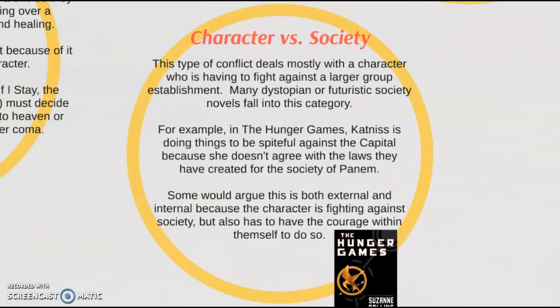Character versus society. This type of conflict deals mostly with a character who is having to fight against a larger group or establishment. Many dystopian or futuristic society novels fall into this category. For example, in the Hunger Games, Katniss is doing things to be spiteful against the Capitol because she doesn't agree with the laws they have created for the society of Panem. Some would argue that this is both external and internal because the character is fighting against society, but also has to have the courage within themselves to do so.